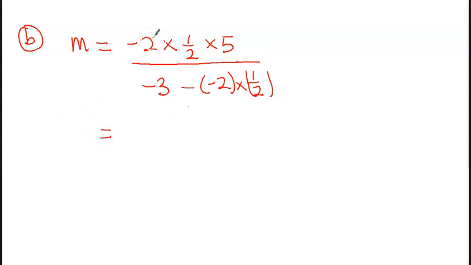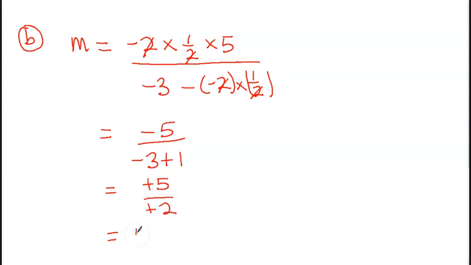So let's simplify. These 2 will cancel these 2. When you come here at the numerator, we are going to have minus 5 on minus 3, minus minus is giving us plus, so minus 5 on minus 2. So this minus will cancel. So you don't leave your answer in improper fashion. So you have 5 on 2, which is the same as 2 and a half.